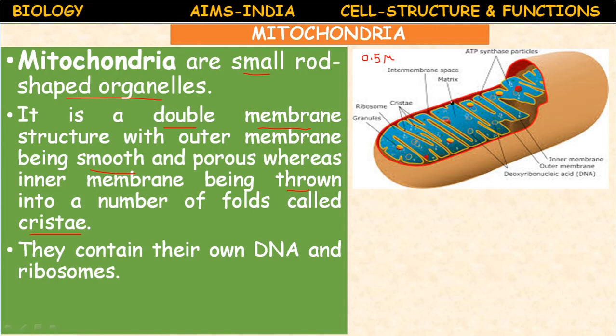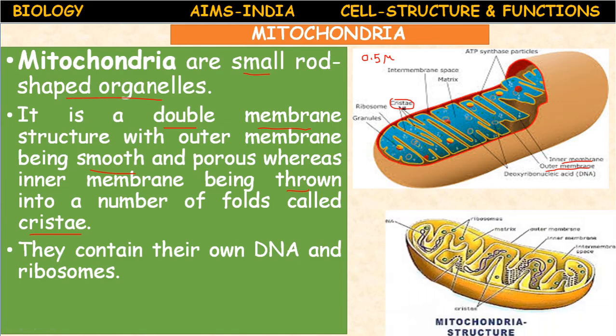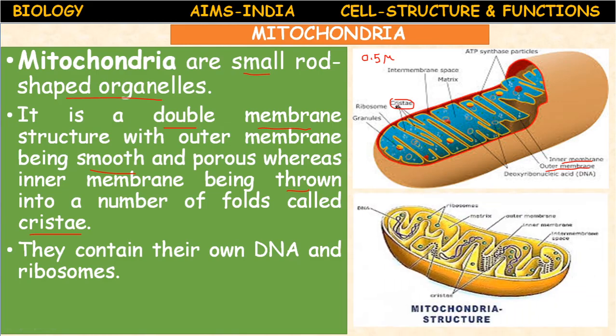Outer membrane is smooth, whereas the inner membrane is thrown into several folds, called cristae. They contain their own DNA, deoxyribonucleic acid. Mitochondria contain their own DNA.